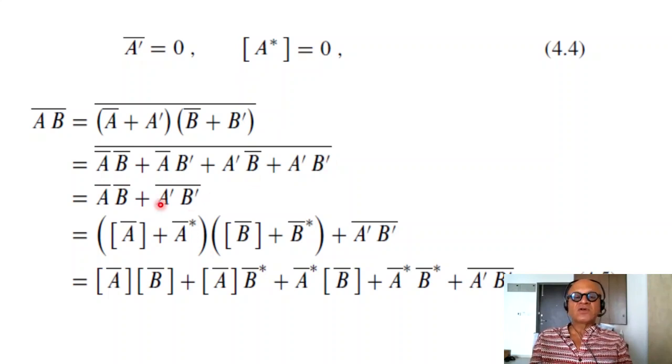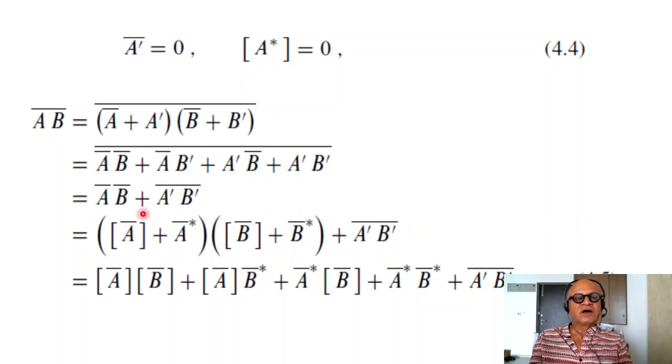This is called temporal covariance. If they are correlated, then their product will not go to zero. If they're completely uncorrelated, then they will individually go to zero, and their product will also go to zero. So we can now write A bar, B bar, and A prime, B prime in terms of spatial average as well.